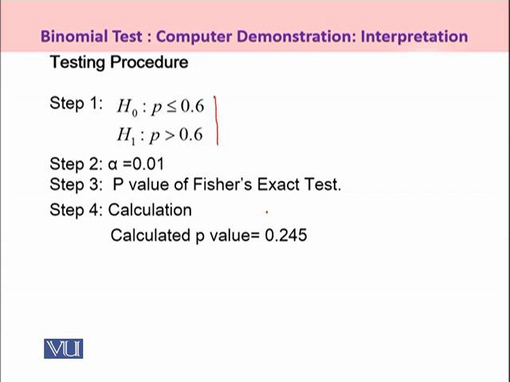The next thing you have to consider under the output is the p-value of the Fisher's exact test, which is given to us as 0.245. So we are going to make our conclusion on the basis of this calculated p-value and the observed p-value. Now, what is the observed p-value? Alpha is also known as the observed p-value.